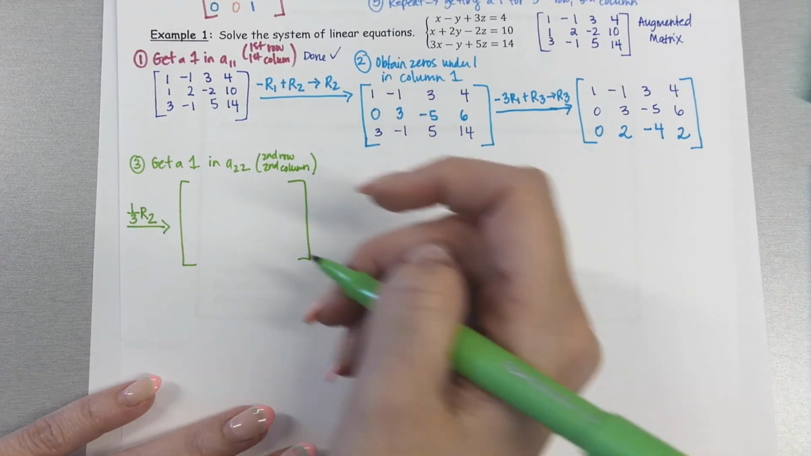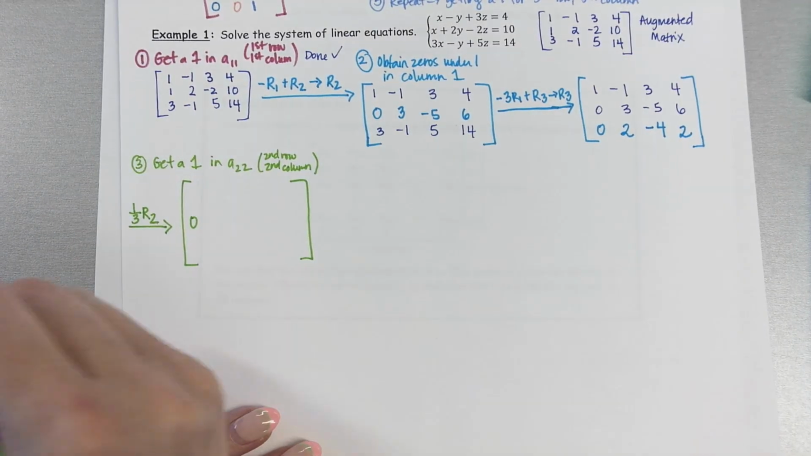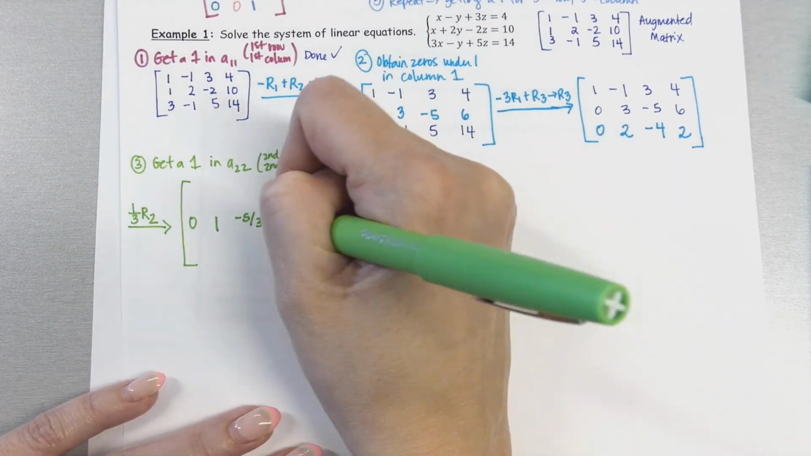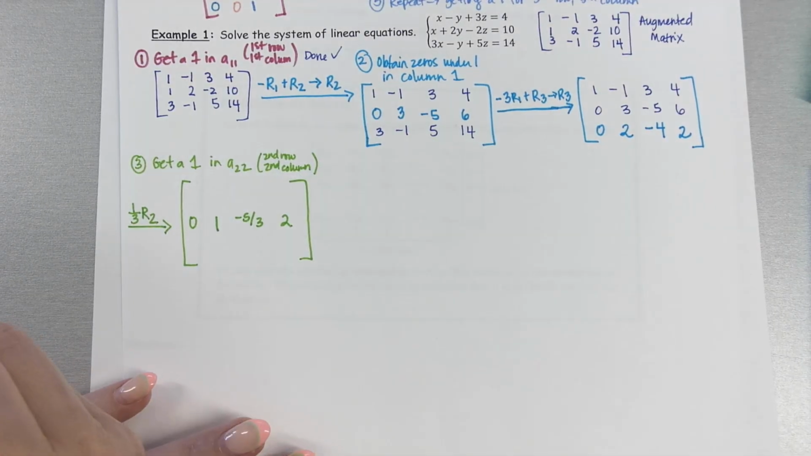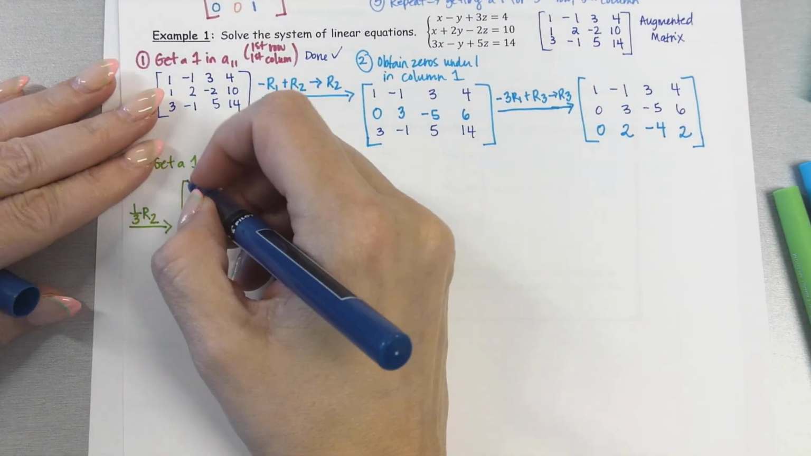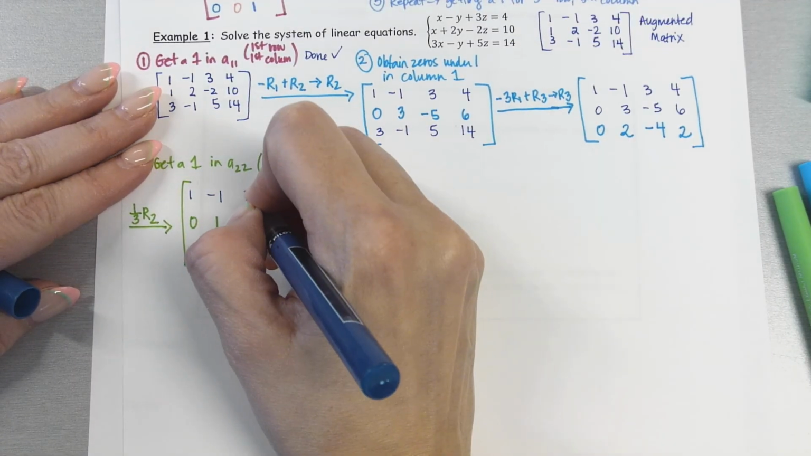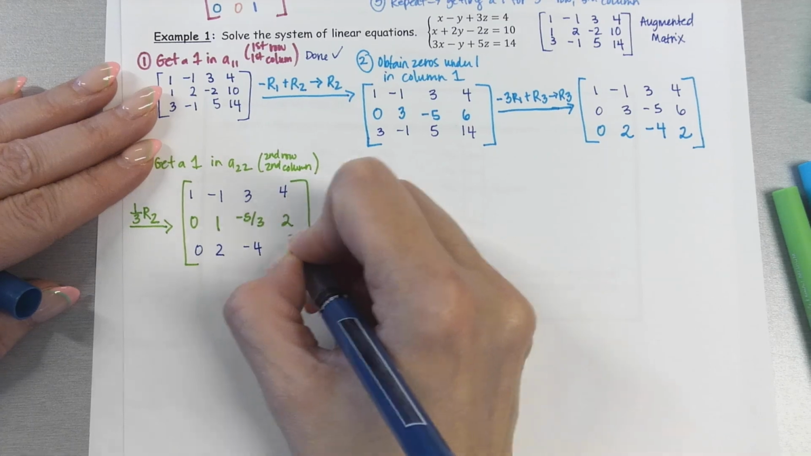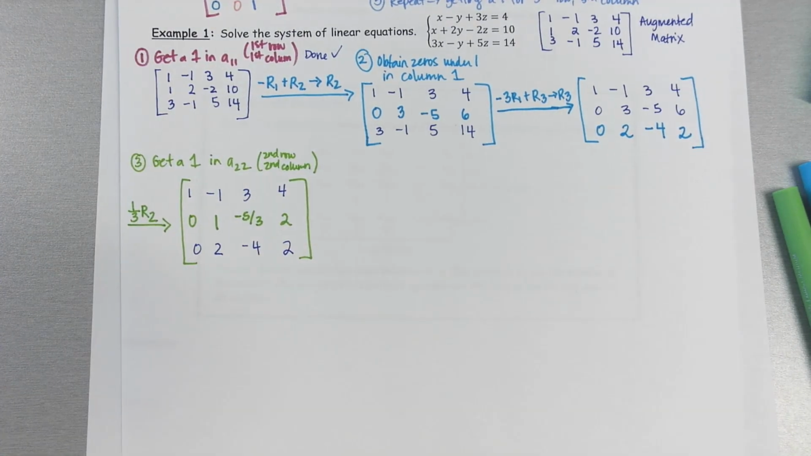So if I do 1/3 times row 2, the reason why this is nice is it doesn't change this 0. I'm still going to have a 0. I'm going to have a 1. Negative 5/3. 6 divided by 3 is 2. And then my other rows are going to stay the same. So I have 1, negative 1, 3, and 4. 0, 2, negative 4, and 2.